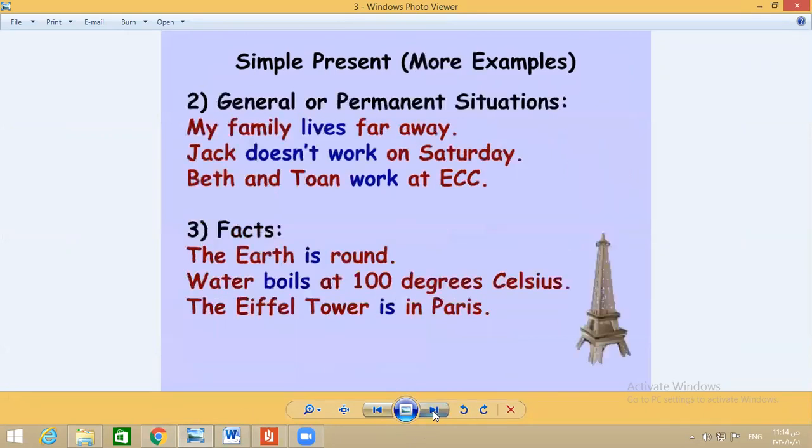Okay, more examples. My family lives far away. Jack doesn't work on Saturday. Beth and Ton work at the ECC. It's a place or a company. Okay. The earth is round. Water boils at 100 degrees Celsius. The Eiffel Tower is in Paris.